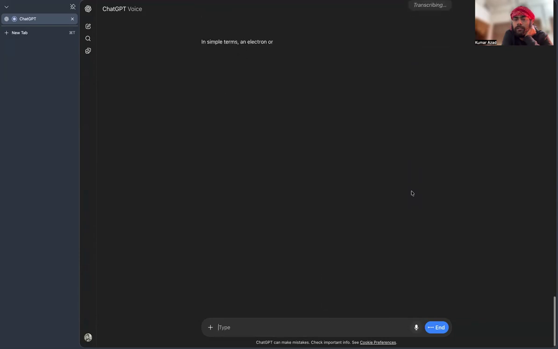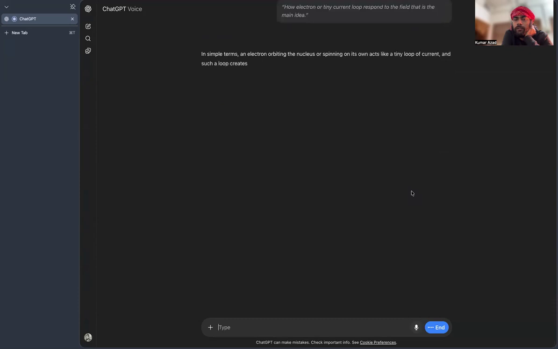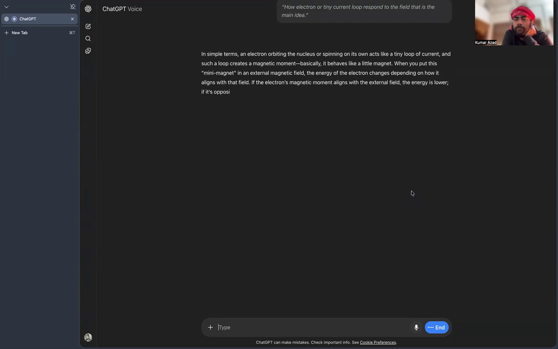In simple terms, an electron orbiting the nucleus or spinning on its own acts like a tiny loop of current, and such a loop creates a magnetic moment. Basically, it behaves like a little magnet. When you put this mini magnet in an external magnetic field, the energy of the electron changes depending on how it aligns with that field. If the electron's magnetic moment aligns with the external field, the energy is lower. If it's opposite, the energy is higher. This is what causes the Zeeman splitting of energy levels. So the external field tugs on that tiny magnetic property, shifting the energy levels accordingly.